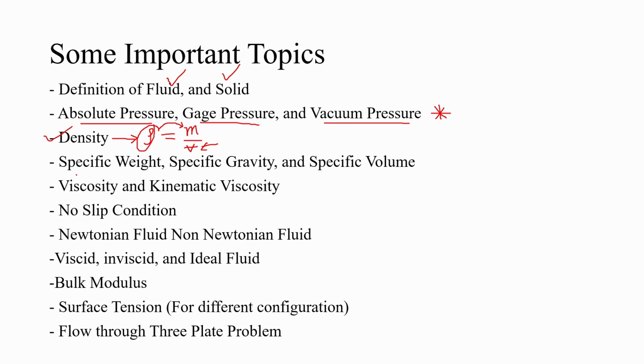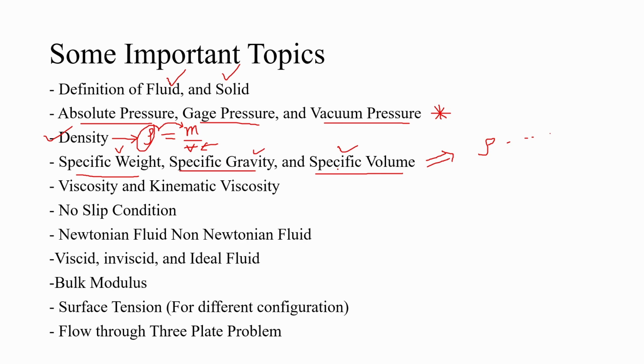And then you need to know the specific weight, specific gravity, specific volume. For example, we have a particular math problem. The rho is given and some values are given. So you need to find out the specific volume, specific gravity, and specific weight. So these three topics and their definitions are very important to solve any mathematical problem in properties of fluid.